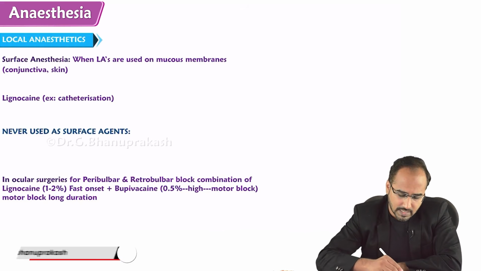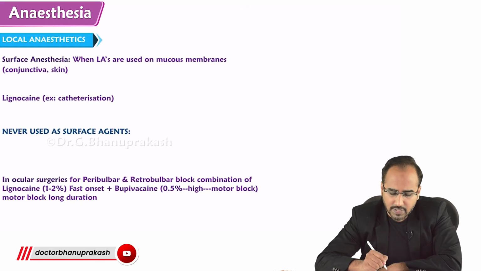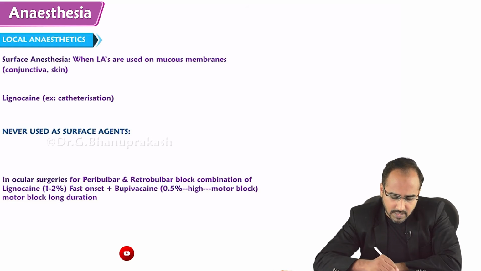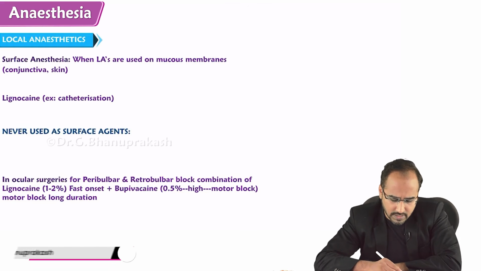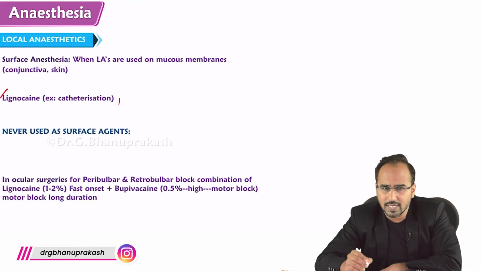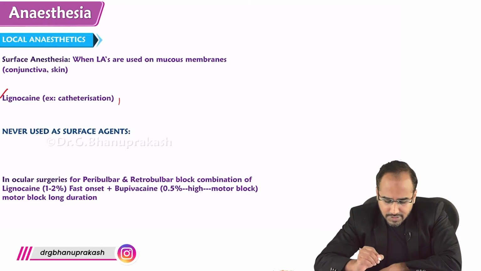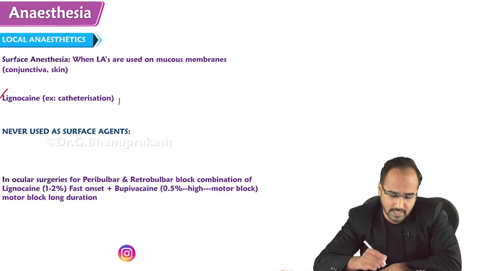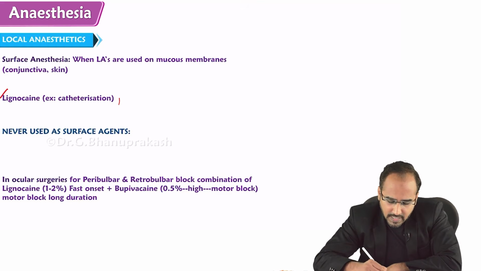So remember guys, surface anesthesia means when local anesthetics are used on the mucous membranes or skin. The most commonly used surface anesthetic agent is Lignocaine. Apart from Lignocaine, you can use other agents, but 3 agents should never be used as surface anesthetics. What are the 3 agents which are never used as surface anesthetics?